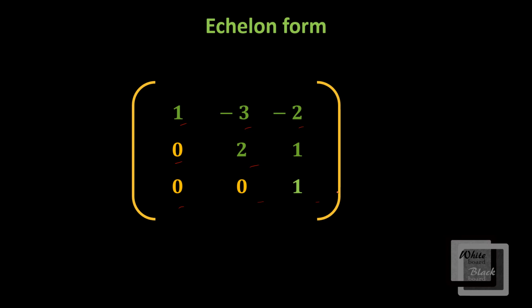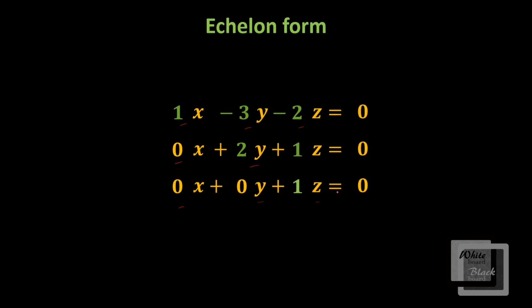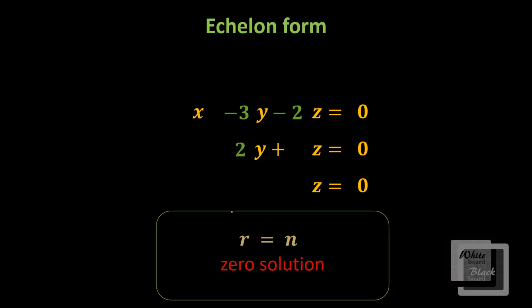In this case, writing it again in the form of equations, you can see that here you have three linear equations and you have three unknowns. That is, in this system of linear equations r equals the number of unknowns, r equals n. So in this case we have the zero solution. You can see here that z equals 0, also y equals 0, and the value of x will also be equal to 0.